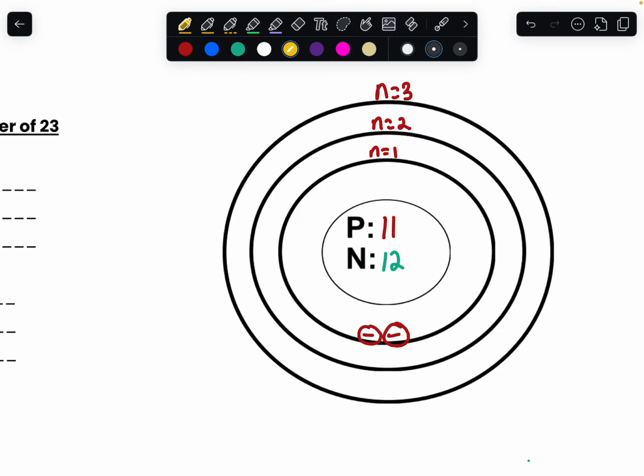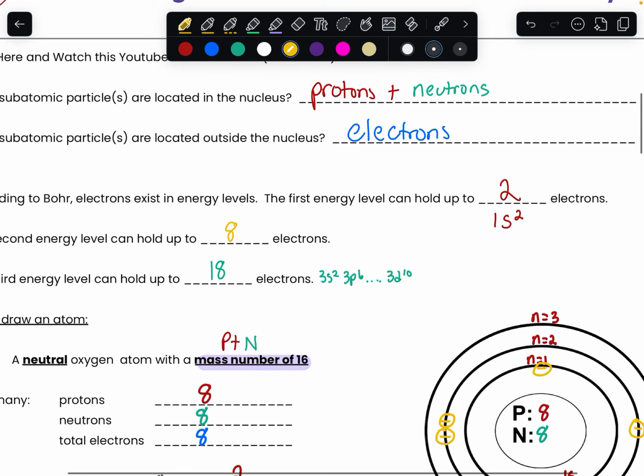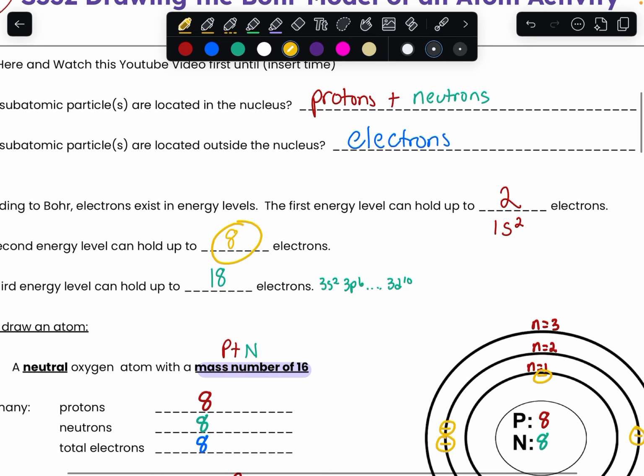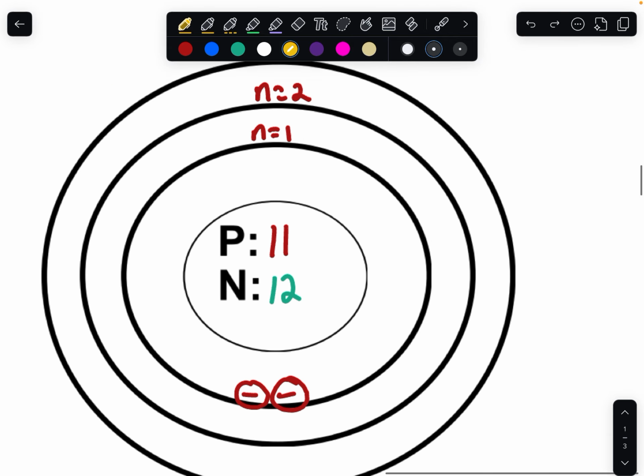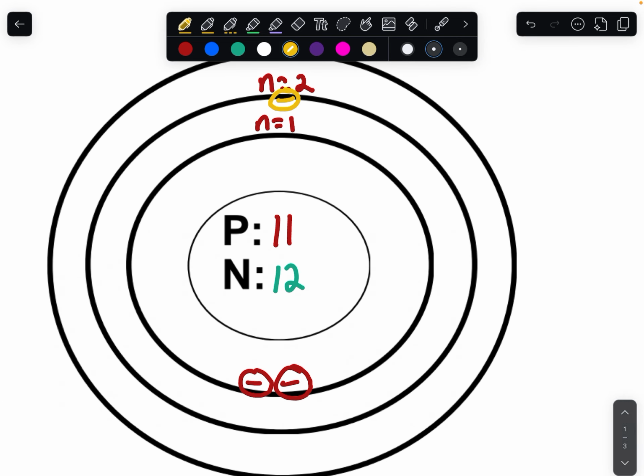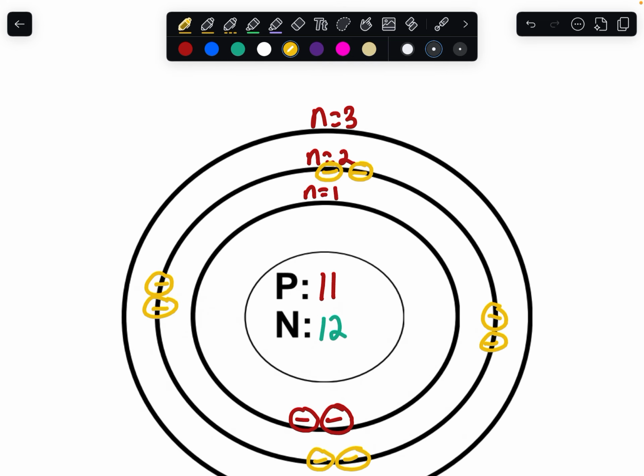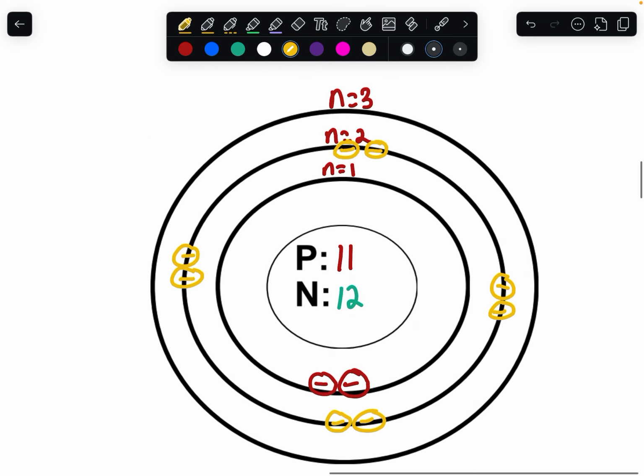Then we're going to move out to n equals 2 and start placing in electrons. The n equals 2 level can only hold up to 8 electrons, and we need to place 11, so that means we're going to place all 8 into this energy level. So I'm going to go 1, 2, 3, 4, and then I'll place them into their pairs. There are 4 total orbitals in the second energy level, so you're able to make 4 groups of electrons.